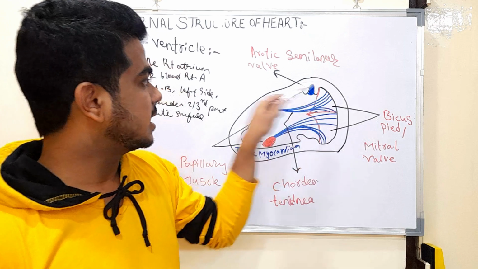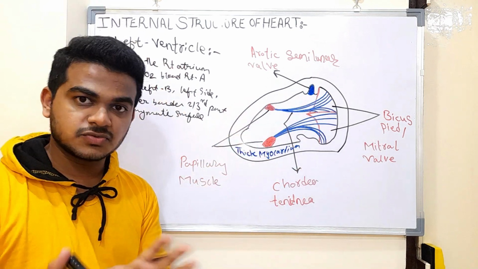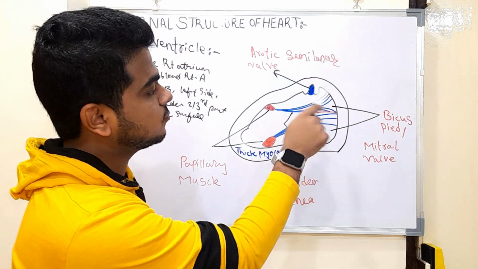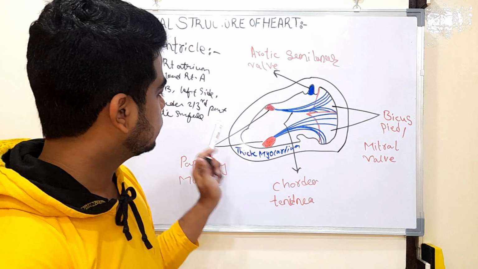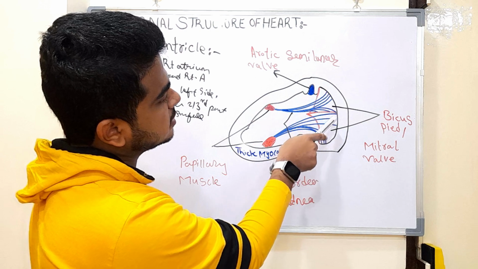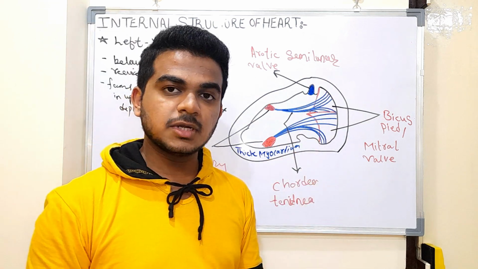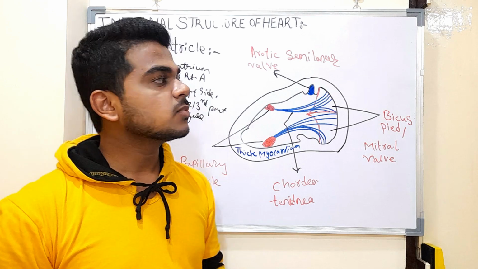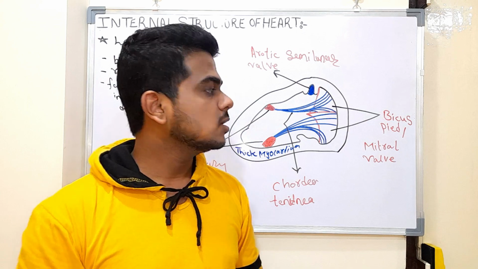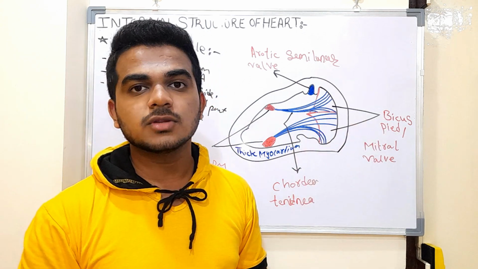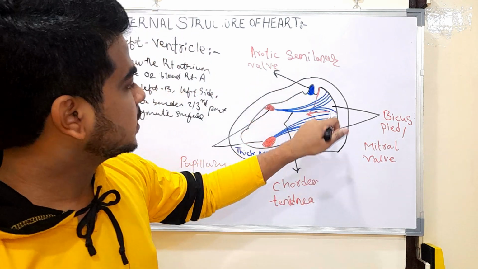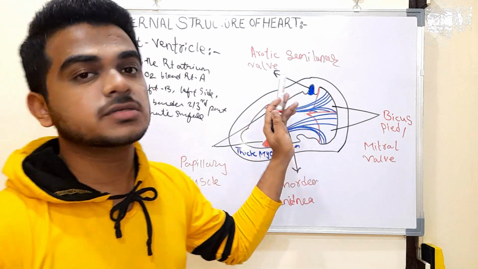Now we will see what structures are present inside the left ventricle. So just pay attention here. This is the cross section of the left ventricle. Here is a flap of the bicuspid valve. The oxygenated blood is pumped from the left atrium and passes through the atrioventricular orifice, or mitral orifice, or bicuspid orifice. So this is a flap of the bicuspid and mitral valve, which opens in the left ventricle and receives oxygenated blood.